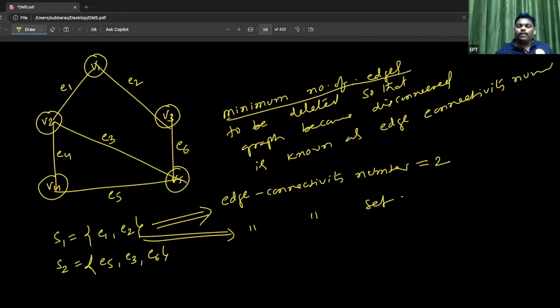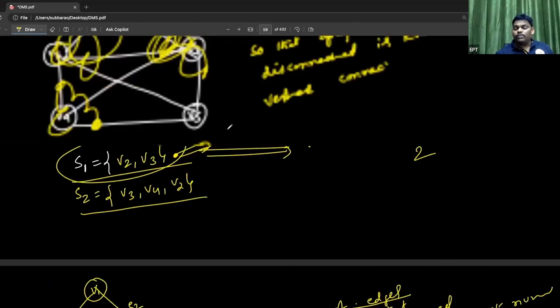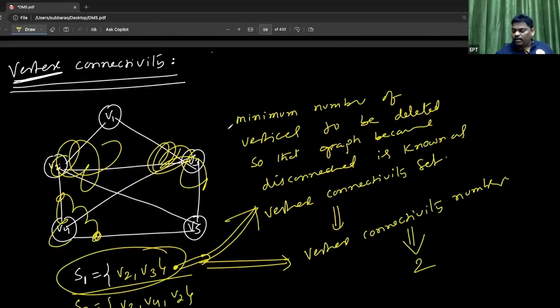Are you okay? There may be many such sets. I wrote E1, E2. Some people are saying E4, E5 also. But the number is 2 only. Whether you take E1, E2 or E4, E5, the edge connectivity number is 2 only. So just remember the definition. If only one edge is deleted and the graph becomes disconnected, it is a cut edge; if only one vertex, a cut vertex.